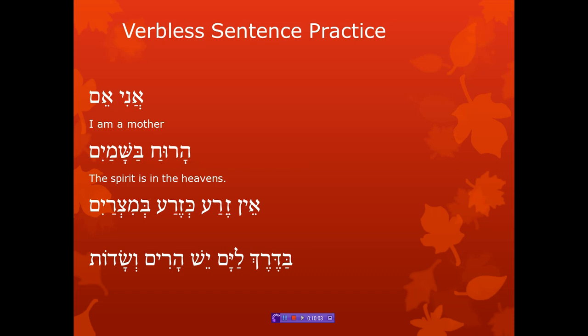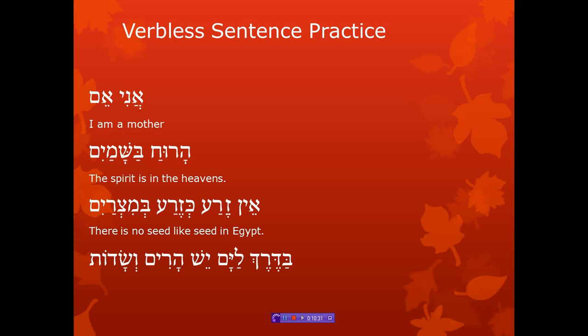And then we have zara twice, and the kaf here is comparative. So this is a preposition that's added to it. And then Mitzrayim is, of course, the word for Egypt with the prepositional bet on the front. So this is the translation we get: There is no seed like seed in Egypt. Or if we wanted to put this into better English, there is no seed like the seed in Egypt.